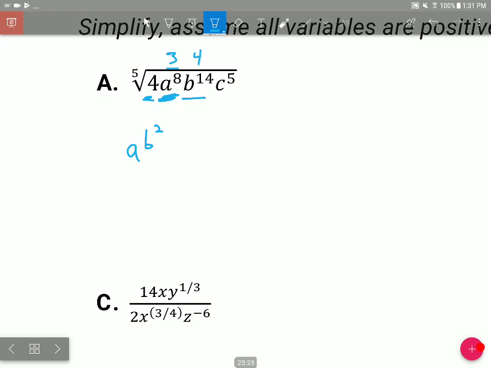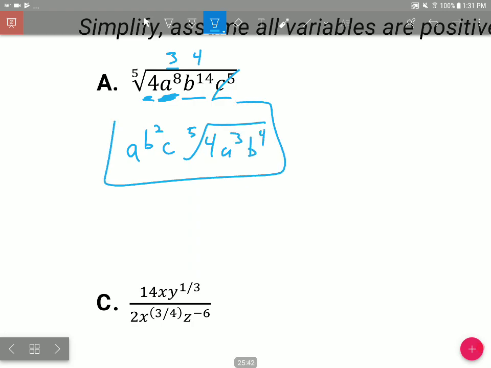How about the c? 1. How many are left behind? None. Okay, so that's what comes out, and what gets left behind is 4a cubed b to the 4th. So that b's a little funky, but that's what it is. So if they don't come out nice and pretty, that's what happens.